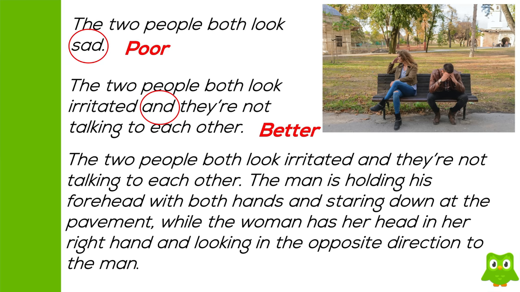So this is better. But again, I think you could do better than this, so take a look at my third answer. The two people both look irritated, and they're not talking to each other. The man is holding his forehead with both hands and staring down at the pavement, while the woman has her head in her right hand and looking in the opposite direction to the man. Of course, this is a much better answer than the previous two. It goes into a lot more detail and is very descriptive about the actions that are taking place. So it definitely adds more detail to the most important elements of the picture, which is the two people.